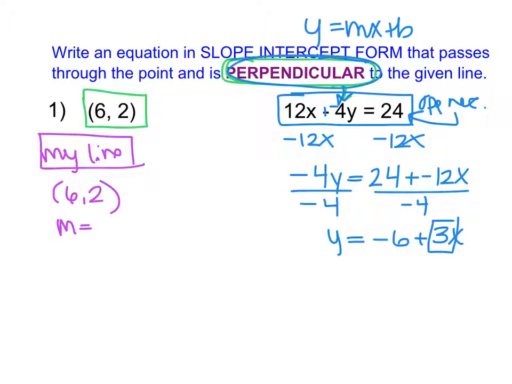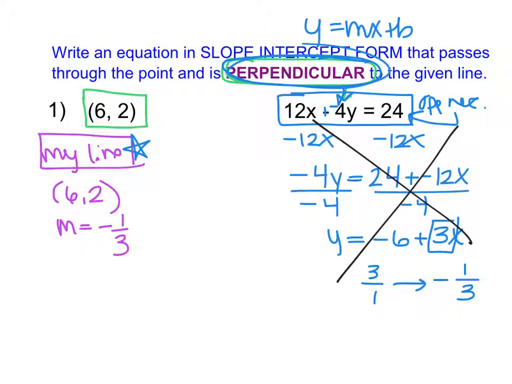Now I know that perpendicular lines have opposite reciprocal slopes, so I can start with 3/1. That's what the slope of this line is. And the slope of my line over here is going to have an opposite reciprocal slope. That means it's going to be a negative because they're opposite signs. And then reciprocal means flip the fraction, so we have a negative 1/3 as the slope of our line over here in purple. Now because I have my line's point and slope, I can now ignore this piece over here and just focus on writing the equation of my line through the point 6, 2, and with a slope of negative 1/3.